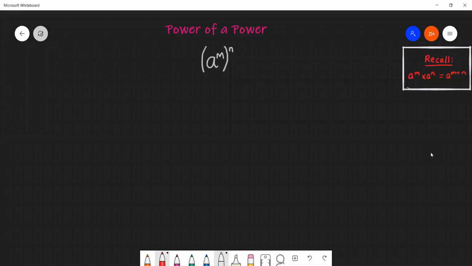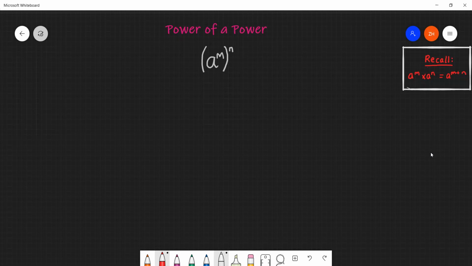Here we're going to look at the power of a power rule. So that's where we have something in brackets that's already been raised to a power, and then everything in that bracket is being raised again to another power. In order to do this, we're going to need to understand the multiplication rule for powers, which I've written on the right hand side here.